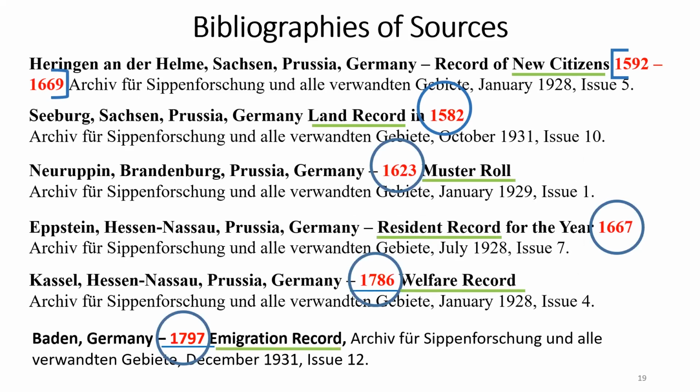So these 6 articles and all of the others were published between 1928 and 1931, so just 4 volumes. So the date of the publication really has nothing to do with the time period or the contents of the articles.